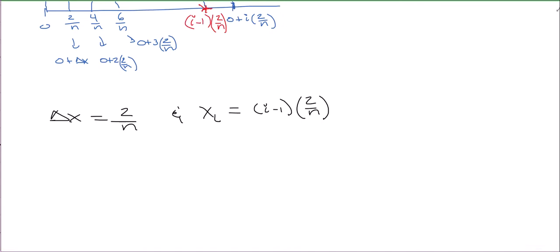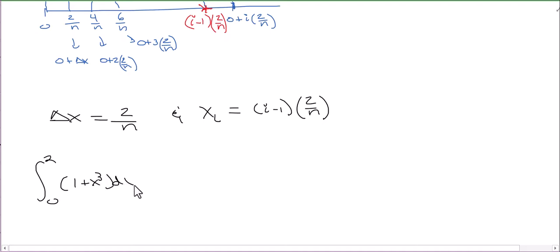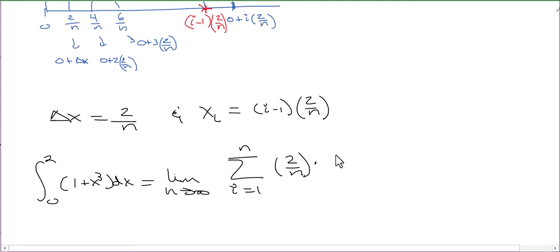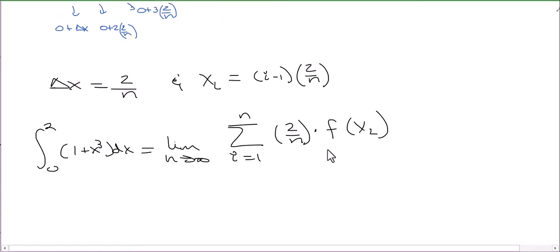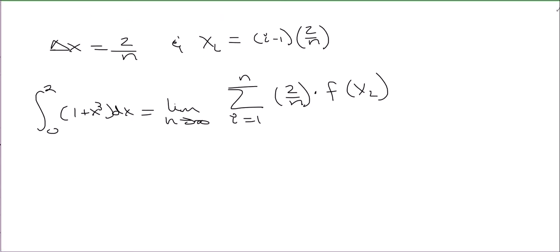So our Riemann sum, the integral from 0 to 2 of 1 plus x cubed dx, is going to be the limit as n goes to infinity of the summation i equals 1 to n of delta x, so 2 over n, times f of x sub l. We're using the left endpoint. So I know this is my function, 1 plus x cubed is f of x, so let's plug it in.